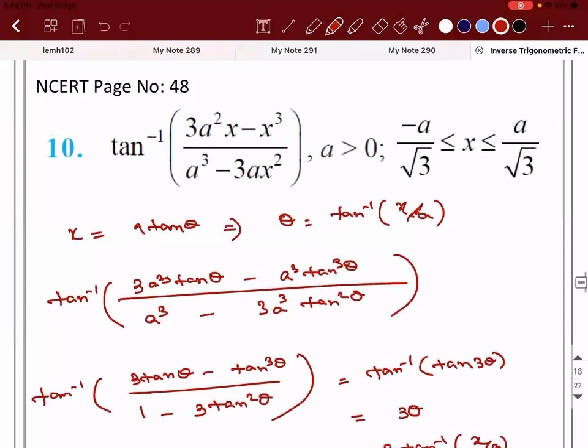We are putting x is equal to a tan theta, right? So 3a into a square tan square theta. So a into a square is a cube, and the tan square theta stays.